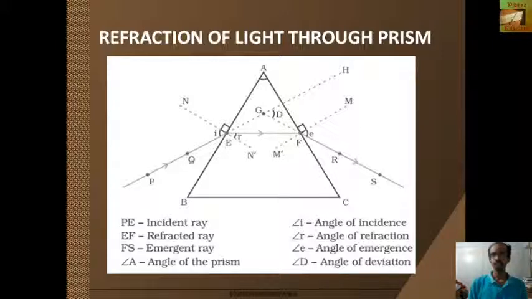So, thus we can see that an incident ray will be refracted by an angle D in the case of a prism. In the case of a glass slab, there was no change in angle, only the incident ray was shifted laterally. This is something that makes the prism special, and this is the main reason why dispersion happens in a prism.